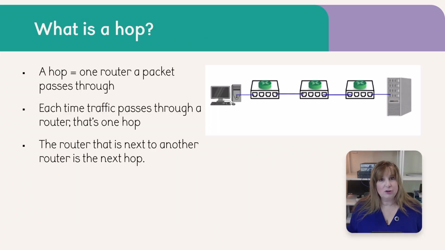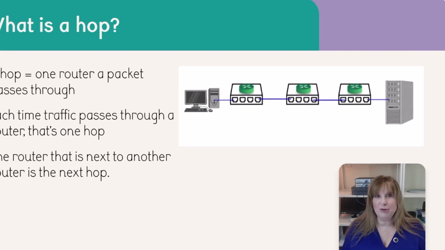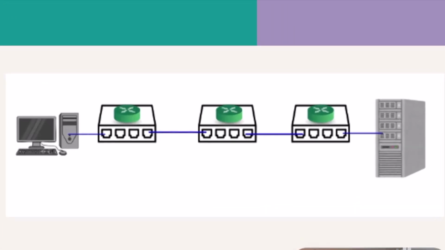Every time traffic passes through a router, that counts as one hop. And when a router forwards traffic to the router directly next to it, that is called the next hop. With that in mind, let's walk through this path and count these hops together.